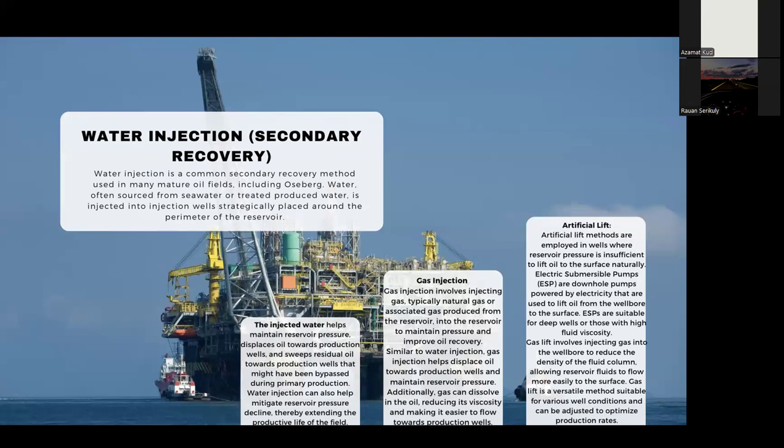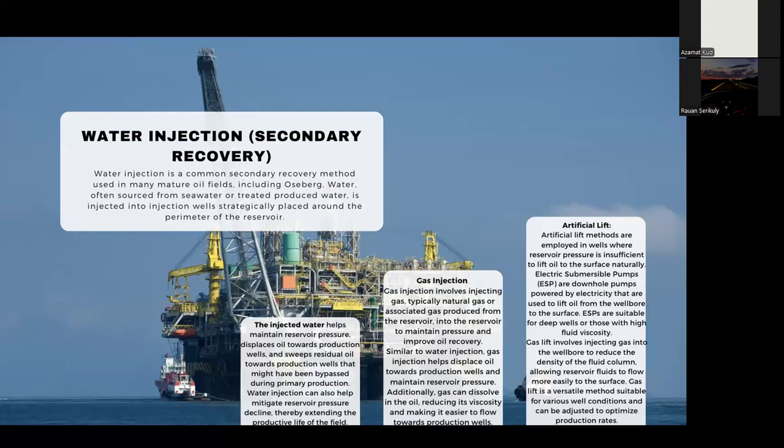And the artificial lift methods are employed in wells where reservoir pressure is insufficient to lift the oil to the surface. So we use electric submersible pumps, which are powered by electricity. It is used to lift oil from the wellbore to the surface. These ESPs are suitable for deep wells and those with high fluid viscosity.